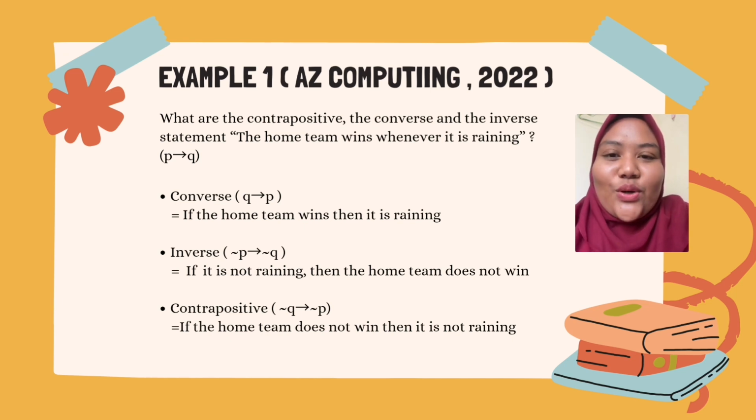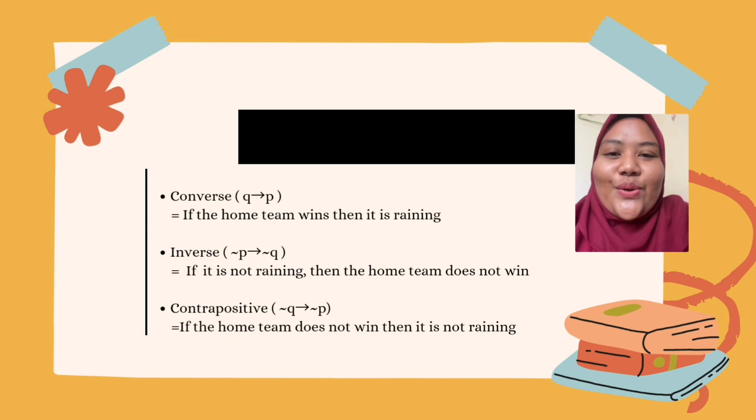The last one is contrapositive. Contrapositive is obtained by both interchanging and negating the antecedent and consequent. That means we converse and inverse the statement at the same time. So the symbol for contrapositive will be not Q implies not P, and it is written as: if the home team does not win, then it is not raining.